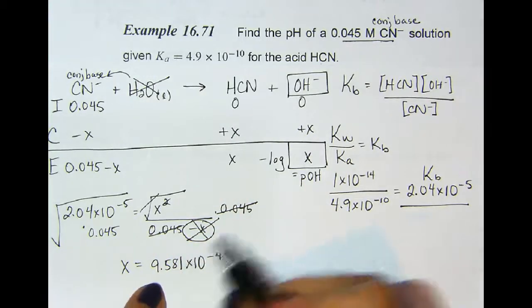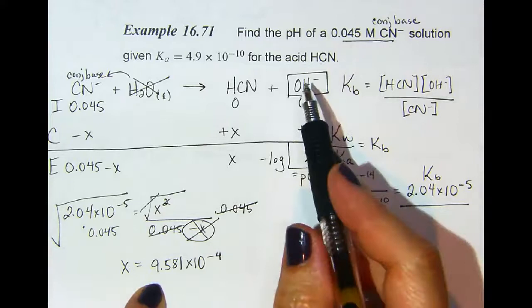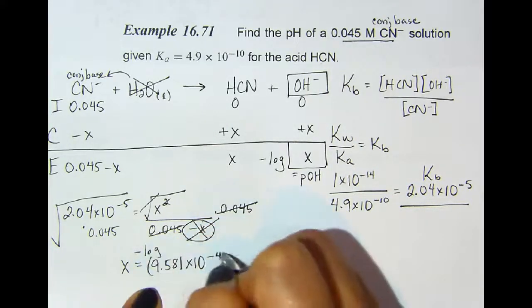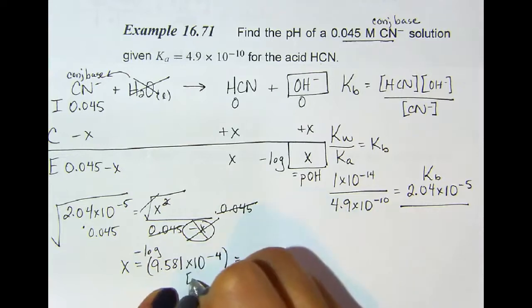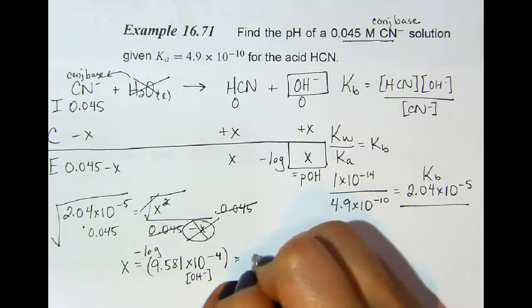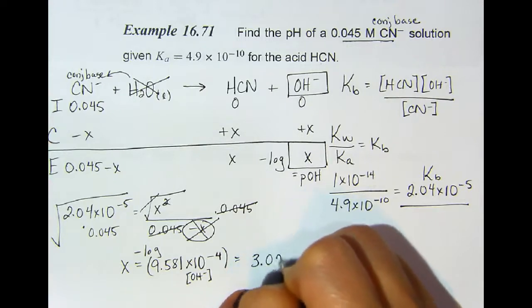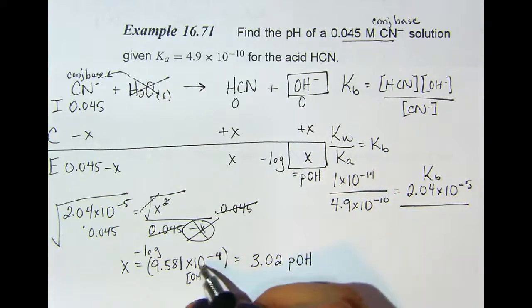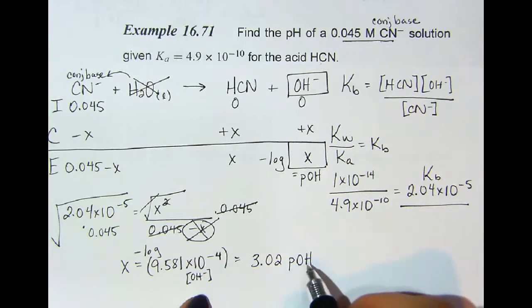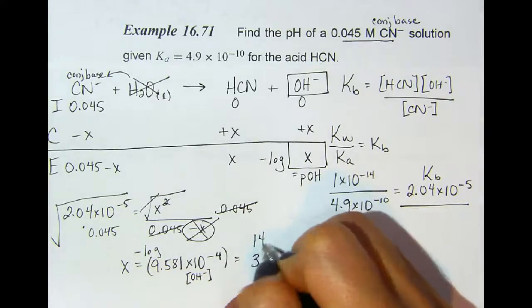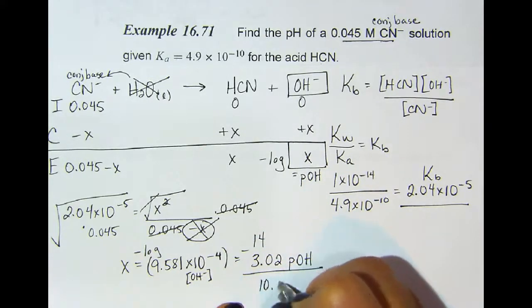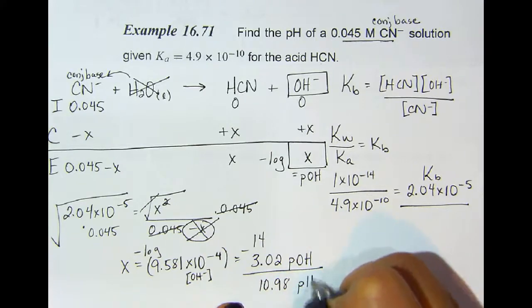So recognize that x is equal to our hydroxide concentration. So if I take the negative log of this, because this is my hydroxide ion concentration, I'm going to get a value of 3.02. But remember, that is the pOH that we get. When we take the negative log of hydroxide, you get the pOH. So we're going to have to take 14 minus 3.02 in order to get 10.98, which is the pH for this conjugate base.